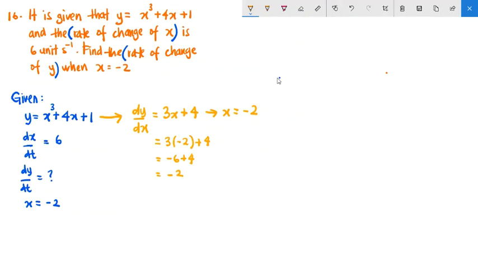Okay, so now dy/dx is equal to -2. Okay, masukkan je lah dalam equation. Dia nak dy over dt is equal to what? dy over dx times dx over dt.